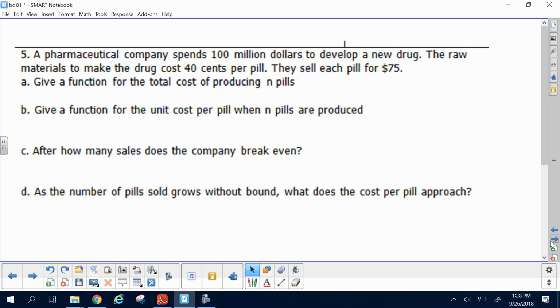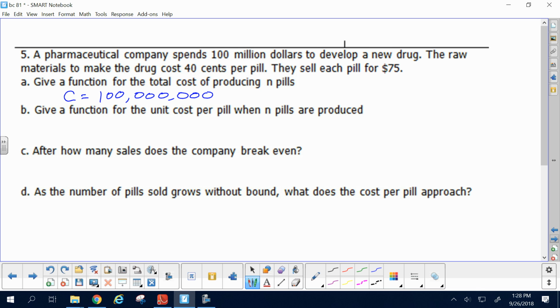Give a function for the total cost of producing N pills. There are two components to the cost for how much this company has paid out total. What's one of the components to the total cost that this company has looked at? The 100 million. Right away, they paid 100 million, and that's before they have made a single pill for money. They've already paid out $100 million.